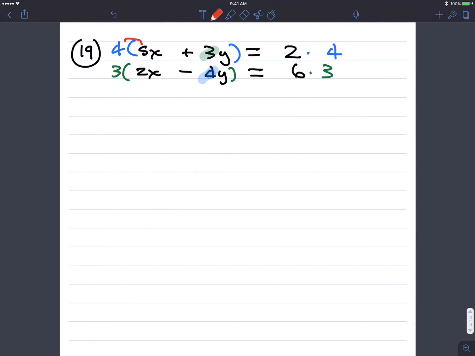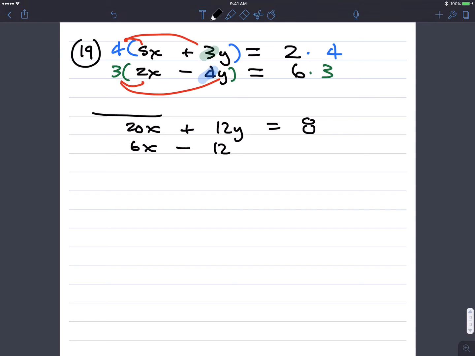Don't forget, we're going to distribute. You see, the signs are opposite already. So let's actually go through the distributive property here and see what our new equations become. 4 times 5x is 20x. 4 times a positive 3y is plus 12y. 2 times 4 is 8. That's the first equation. The second equation is 6x minus 12y, and that'll be 18.